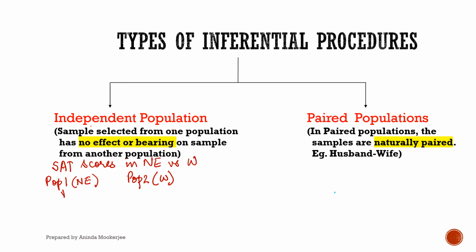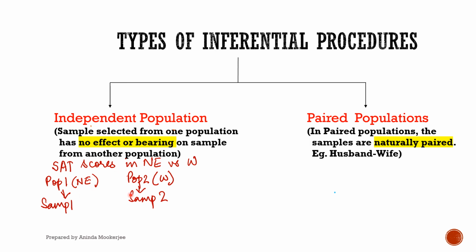And from each of these populations, we will draw sample one, and then sample two from population two, and that sample will be students chosen from the western part of the country. However, there is no relationship between the students selected from the northeast versus the students selected from the west. They don't know each other. There's no natural relationship. They are not related. If at all they are related, then it's completely by chance, by fluke. And that is what independent population means.